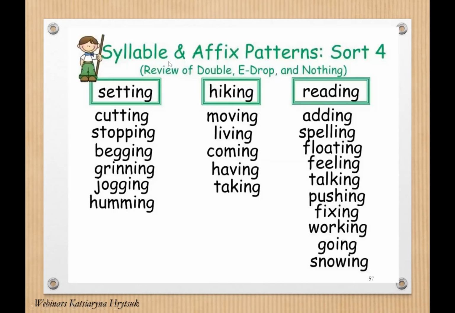Now, all these rules which I just talked about, double, E drop, and nothing happening, are here. Look, double: cut, cutting, stopping, bagging, greening, logging, jogging, humming. E drop: so usually we have E, now we drop this E. Moving, living, coming, having, taking. Another one, reading, like here, nothing happening. Pushing, adding, spelling, floating, filling. Nothing happened, we just add ing.